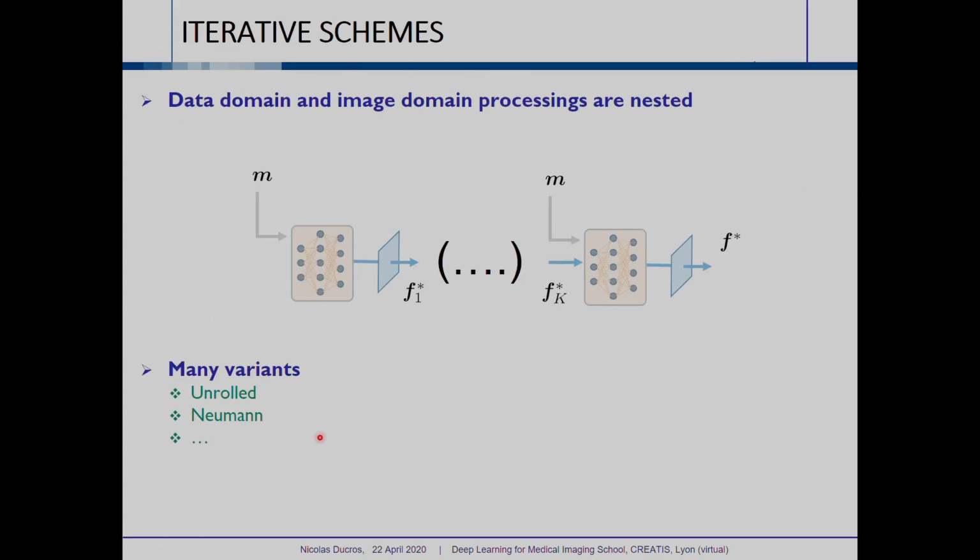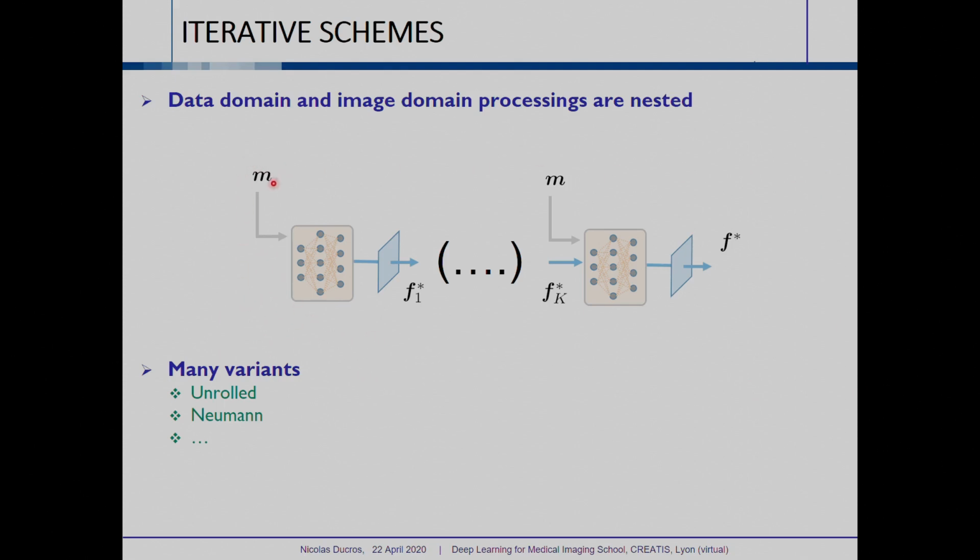Iterative schemes may solve the problems I've just mentioned. Iterative schemes are deep reconstruction networks in which processing in the data domain and in the image domain alternates, as represented here in this diagram.